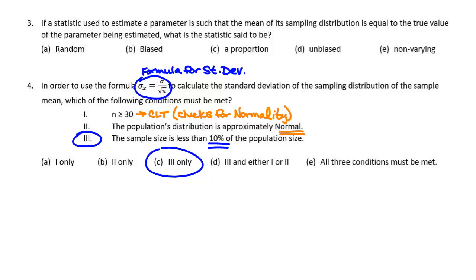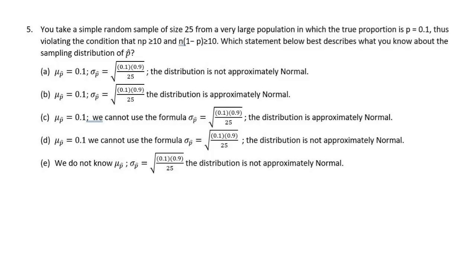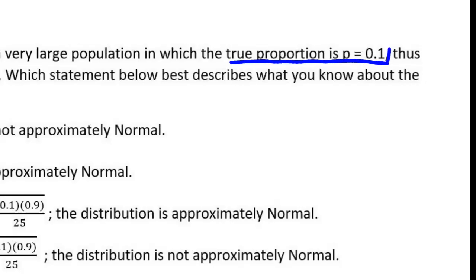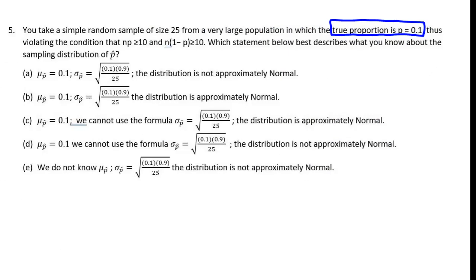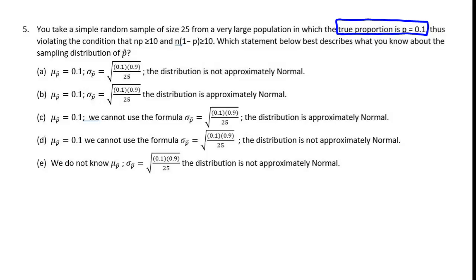Yes. Number 5, absolutely. You take a simple random sample of size 25 from a very large population in which the true proportion is p equals 0.10 or 0.1. Thus, violating the condition that n times p is greater than or equal to 10 and n times 1 minus p is greater than or equal to 10. Which statement below best describes what you know about the sampling distribution of p hat?